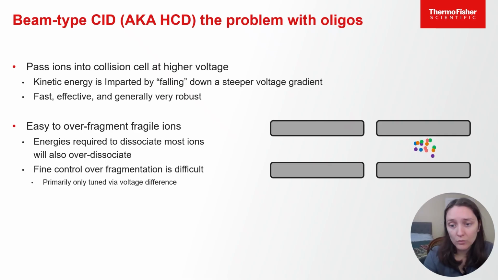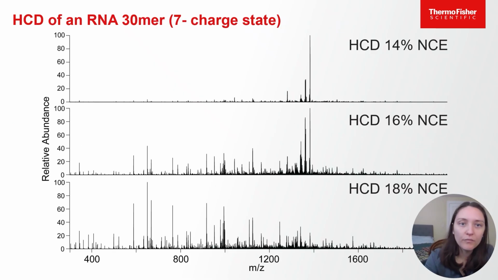And so when you can't do that and you have this beam type fragmentation, you can see internal type fragmentation as well. So you get fragmentation pathways many different ways, and it's hard to control the energies. So HCD has had some difficulty with oligonucleotides, in particular larger ones.